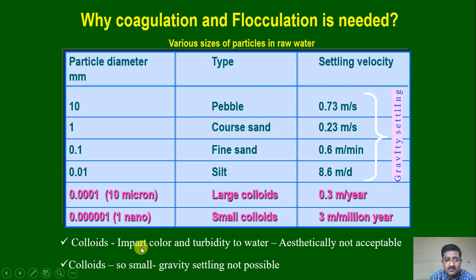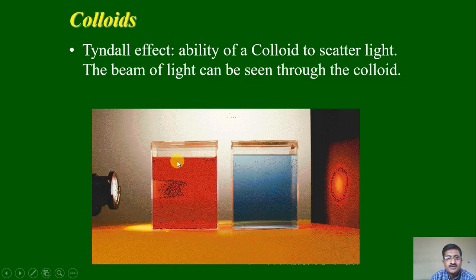Now these colloids impart color and turbidity to the water, which is aesthetically not acceptable. That's why this treatment is necessary. Colloid particles are so small that settling by gravity is not possible. So we'll have to remember why coagulation and flocculation are necessary in water treatment. Now, the Tyndall effect is the ability of a colloid to scatter light. If you pass a beam of light through a transparent water container, you can see the various colloidal particles there. This is called the Tyndall effect.